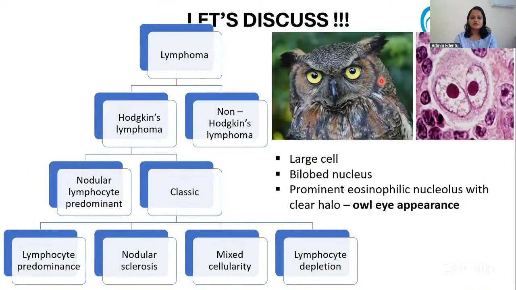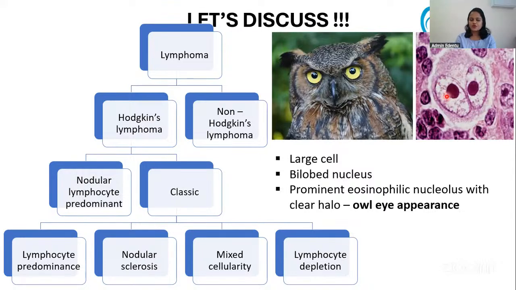Lymphoma can be divided into two types, Hodgkin's and non-Hodgkin's. Hodgkin's is characterized by the presence of Reed-Sternberg cells, which characteristically have the owl eye appearance. You'll be able to see a large cell with a bilobed nucleus, like a mirror image of each other, and a prominent eosinophilic nucleolus with a clear halo. This is the owl eye appearance of the Reed-Sternberg cells.